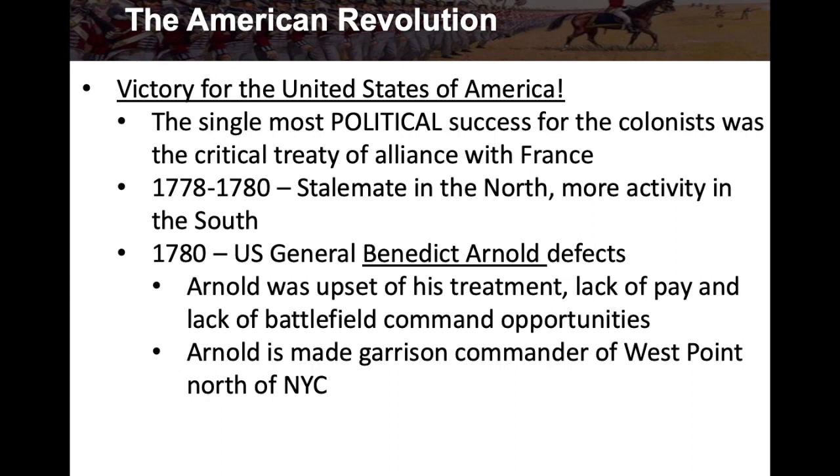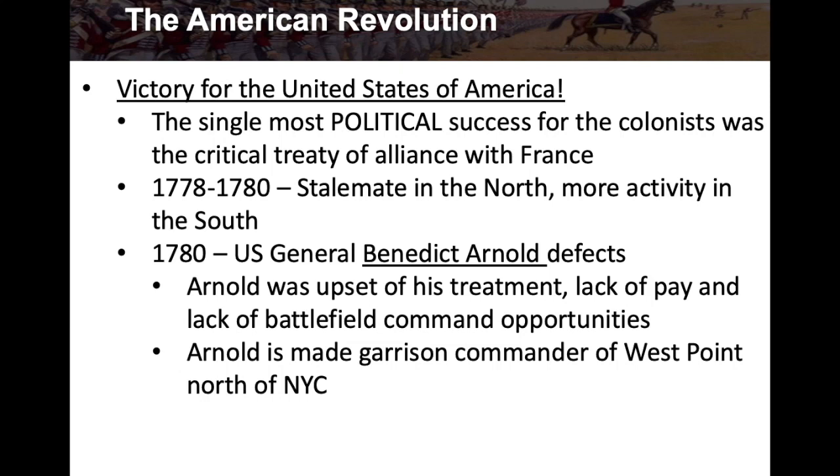So to just finish up the Revolutionary War portion of this lecture, the single most political success for the colonists was the critical treaty of alliance with France. As you remember, the alliance with France caused the French to help supply the United States with military equipment, ships, troops, sailors, finances. So they had a powerful ally in Europe, and it was being played out on the battlefield in the United States.